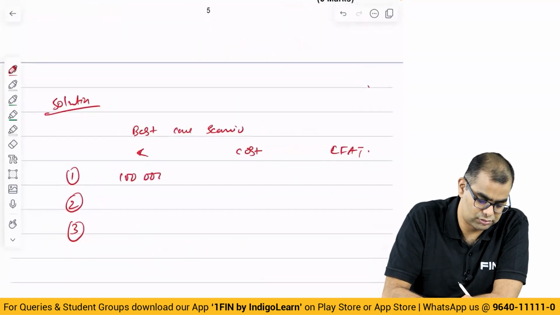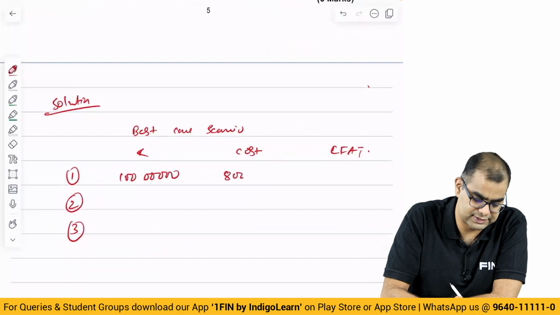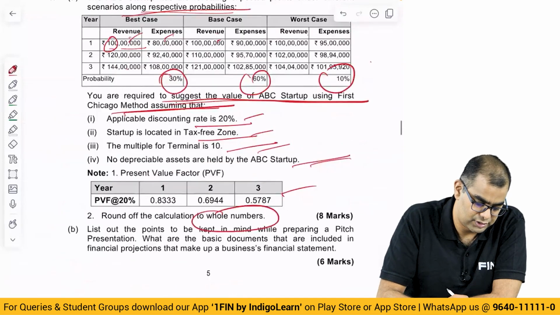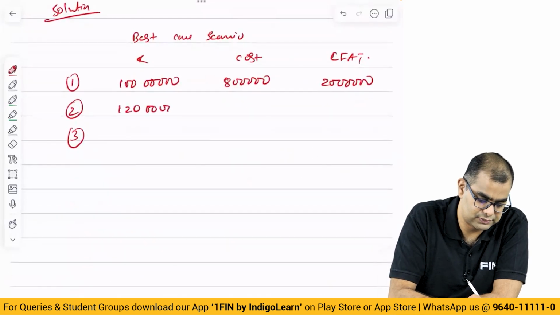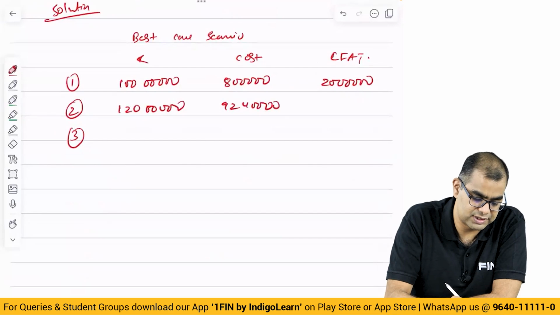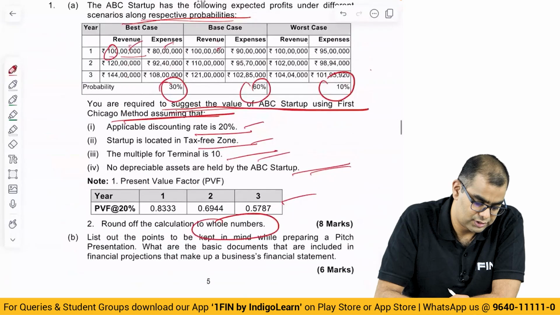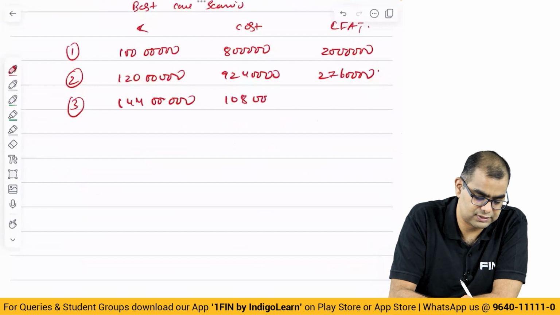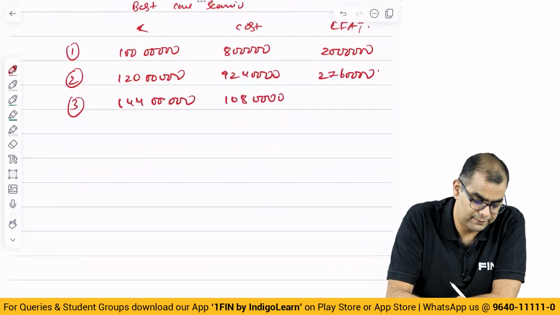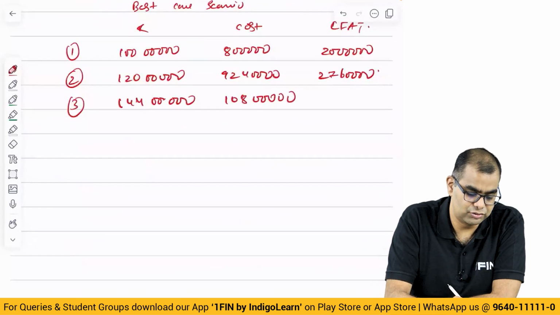1 crore, then 80 lakhs, is 20 lakhs. Then 1.2 crore, 92.4 lakhs. 1 crore 20 lakhs minus 92 lakh 40,000. So you get 27 lakh 60,000. Then 144, 108. 1 crore 44 lakhs minus 108 lakhs, which gives you 36 lakhs.